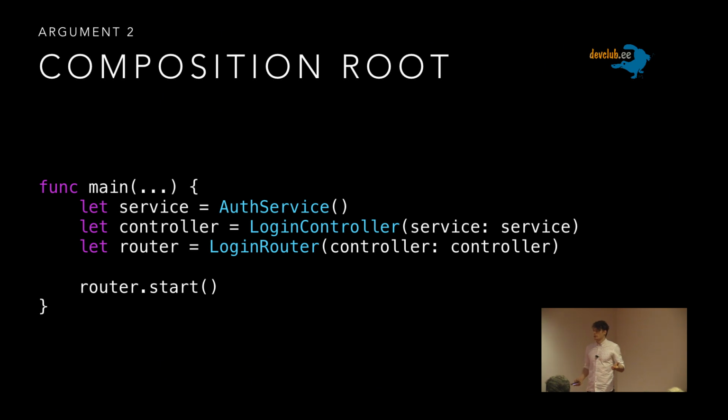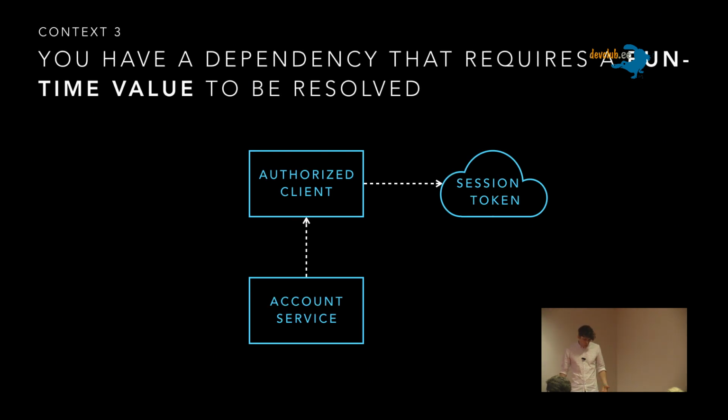So once you solve this obstacle, there is one left. At some point, you will face the following issue. Now, you have a certain dependency, and it depends on a runtime value. So you cannot resolve it beforehand. You don't know this runtime value at compile time. In this case, our account service tries to use some kind of authorized client, and the authorized client depends on the session token. And the session token is quite obviously something which we receive after logging in. So what to do about this?